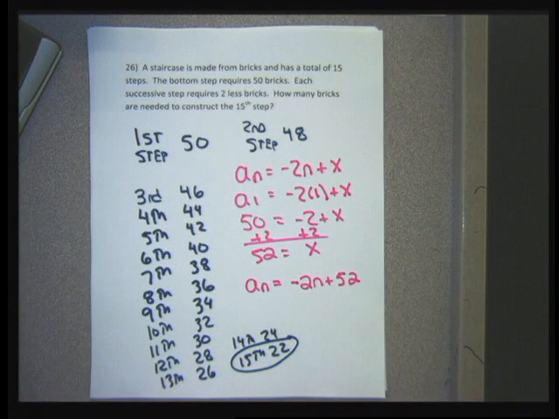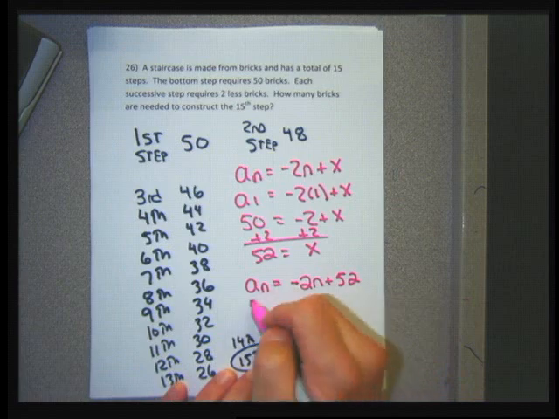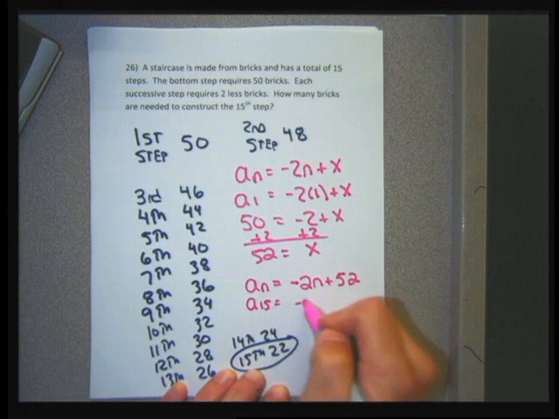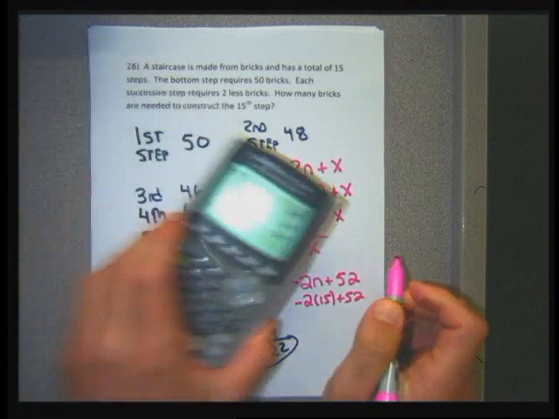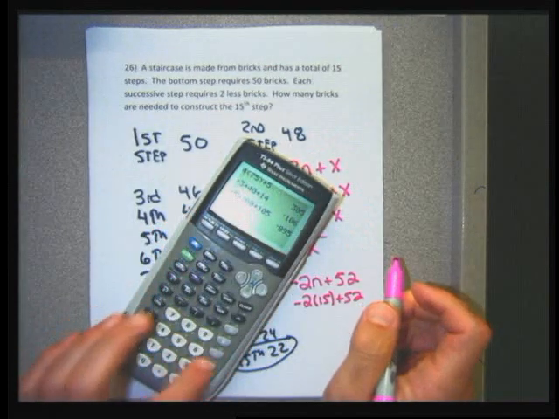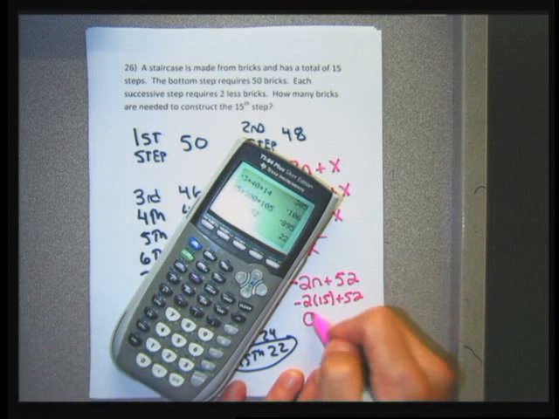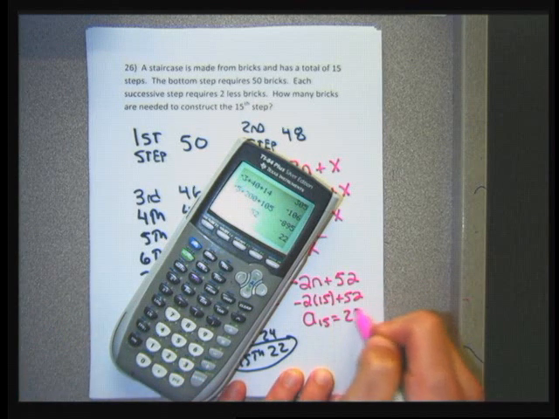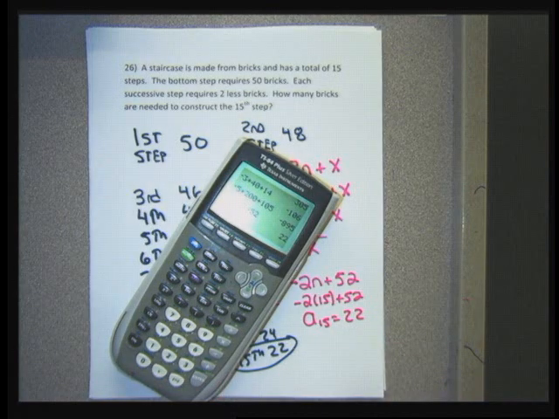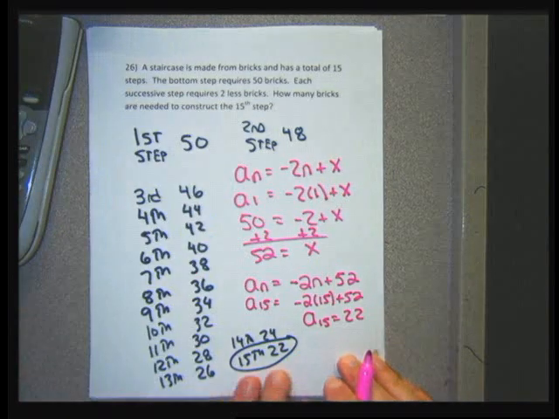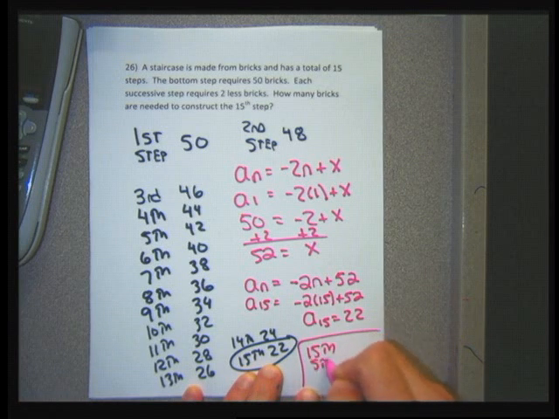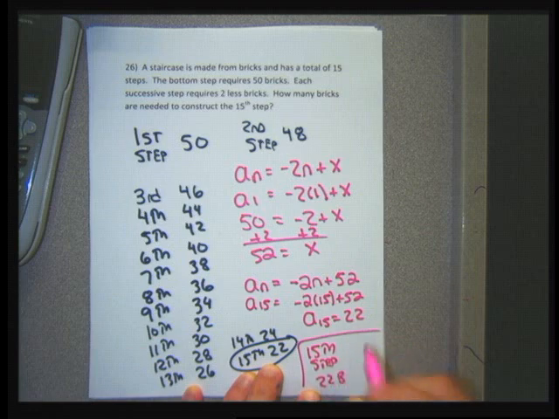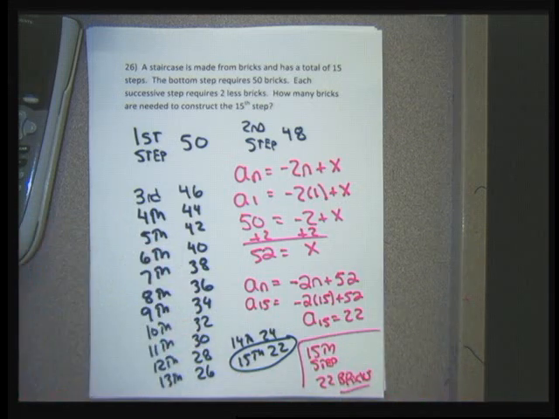Trying to find how many it takes for the 15th step, so a sub 15 should be negative 2 times 15 plus 52. Calculator again, negative 2 times 15 plus 52. And magically, because I didn't make an error like I did on the first go-round, these match up perfectly. So one way or another, the 15th step is going to take 22 bricks to make it, because it works both ways.